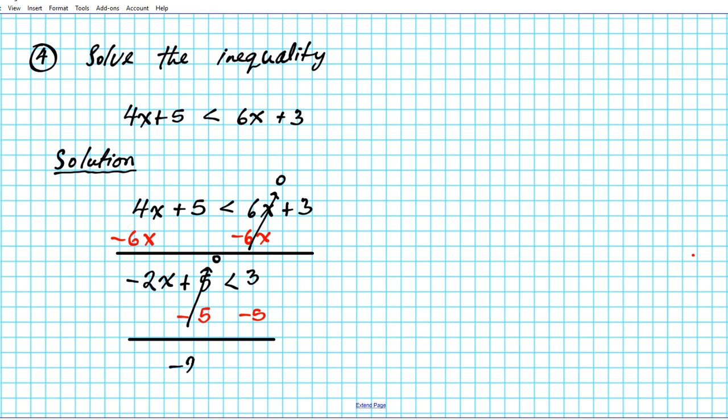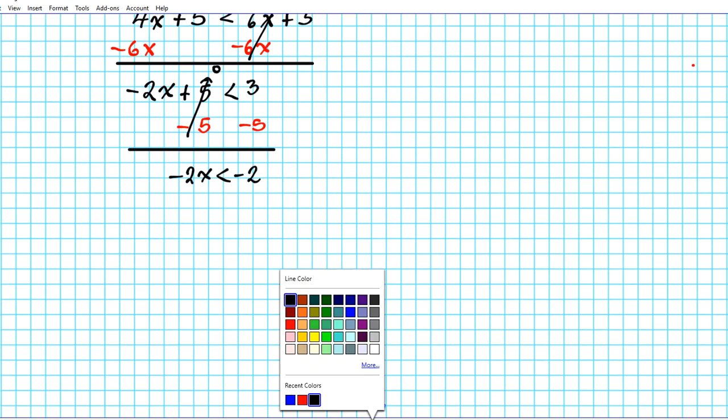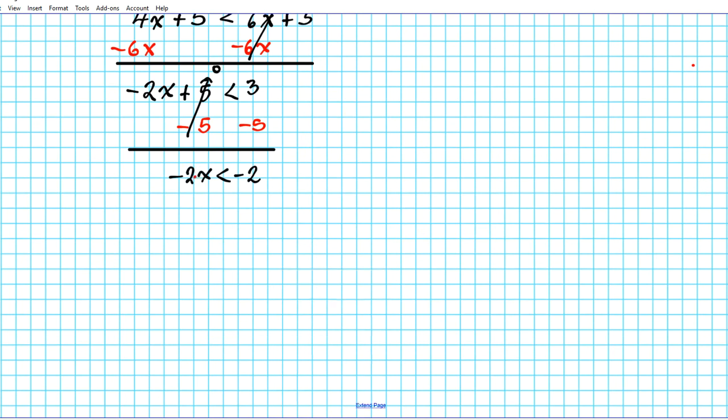We have negative 2x is less than 3 minus 5, subtract 2, keep the sign of the bigger negative. Okay, now to finish this off, we want to undo this negative 2 that's associated with this x. How do you undo multiplication? You use its inverse, right? The inverse, or the opposite of multiply, is to divide.